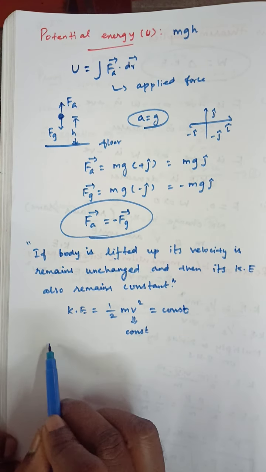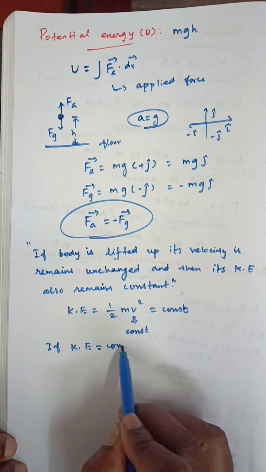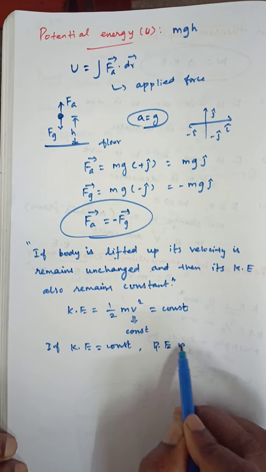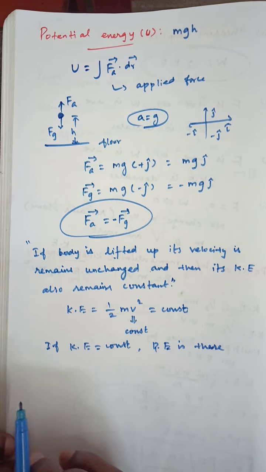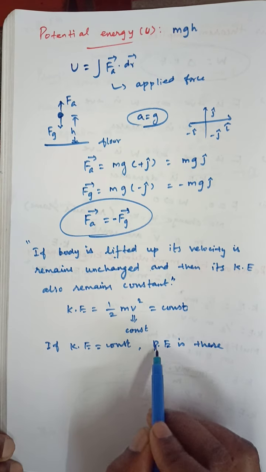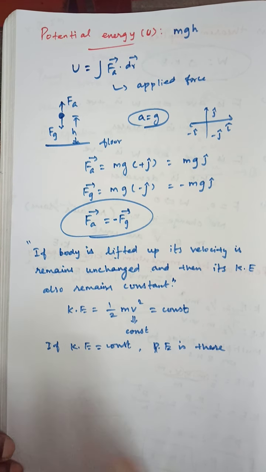Clear? So the next concept is: if kinetic energy is constant, potential energy is there, because energy is conserved, is constant. Okay, clear? If there is no kinetic energy, potential energy takes place. If there is no potential energy, kinetic energy takes place. So both are changing like this.